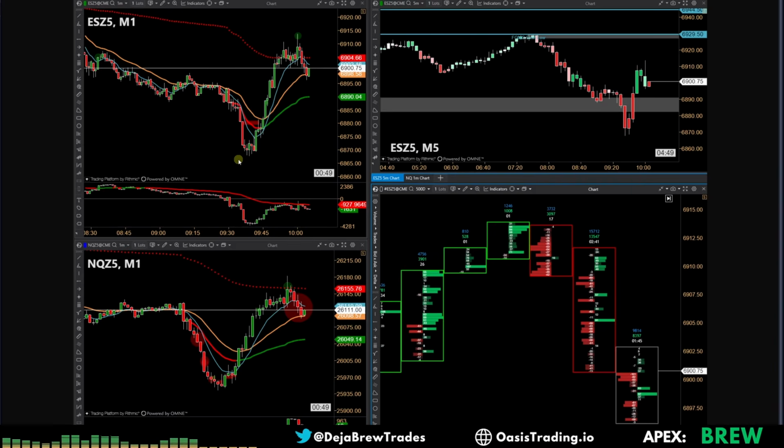You could also take a look at it on a kind of a delta chart where when we get plus 500 delta, it forms a new bar. When it gets minus 500 delta, it forms a new bar, right? So you can do it almost like a range chart, but using delta.